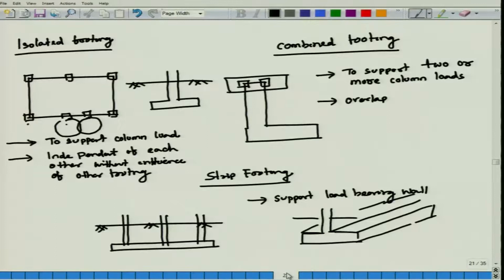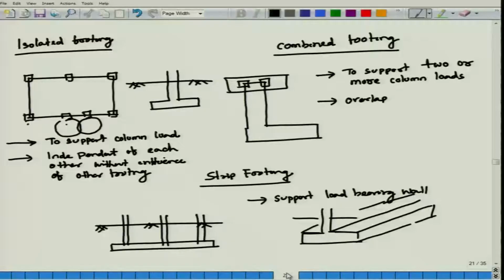Now come to your isolated footing, it is basically to support column loads. At the same time, two isolated footings should not overlap. Combined footing is used when there is less space, two column loads are there, you want to provide support in that space and overlapping occurs. So you combine them, and in that case it is a combined footing. Then strip footing is particularly to support a load bearing wall. This is your footing, this is your wall coming out, and this is most common in residential buildings.